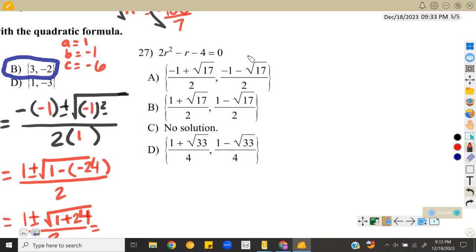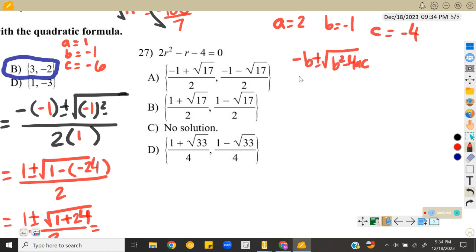So if we look at this problem right here, it's already set equal to 0. We can solve. We got A equals 2. We have B equals negative 1, right? An invisible 1 right here. And C equals negative 4. Okay? We know when we do the square root, and like I was telling you before, this is a multiple choice problem, so we could try to save some work, right? Save some time. We know that the quadratic formula is going to give us negative b plus or minus the square root of b squared minus 4ac, divided by 2a.